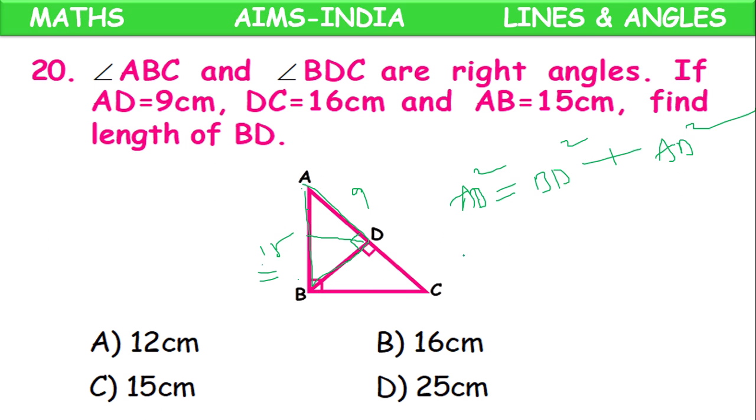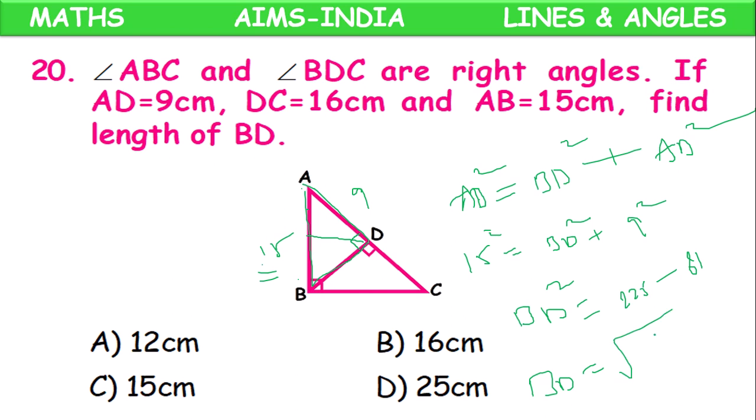So AB square means 15 square equals BD square plus AD 9 square. BD square we have to find. BD square equals 15 square, how much? 225. 9 square, how much? 81. So 81 will come this side, minus 81. So BD equals root of 225 minus 81, 144. Root of 144, 12. So answer 12 centimeter.